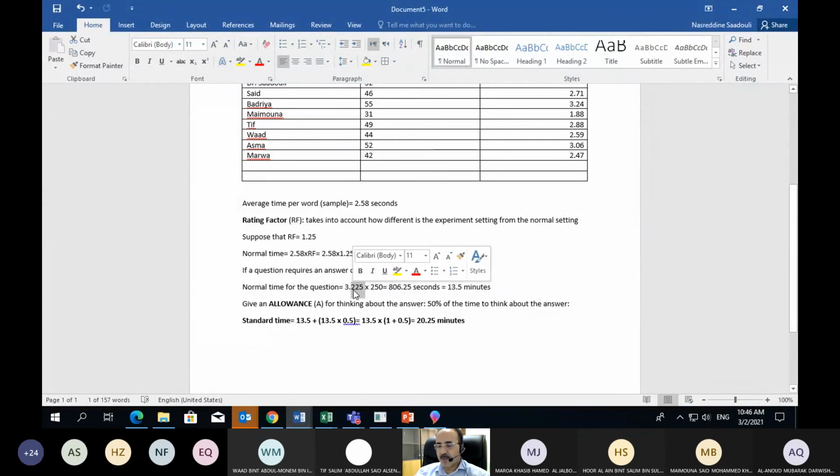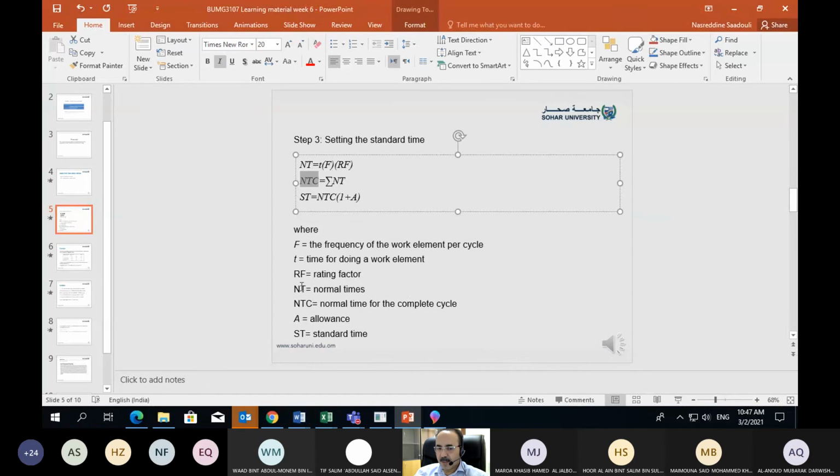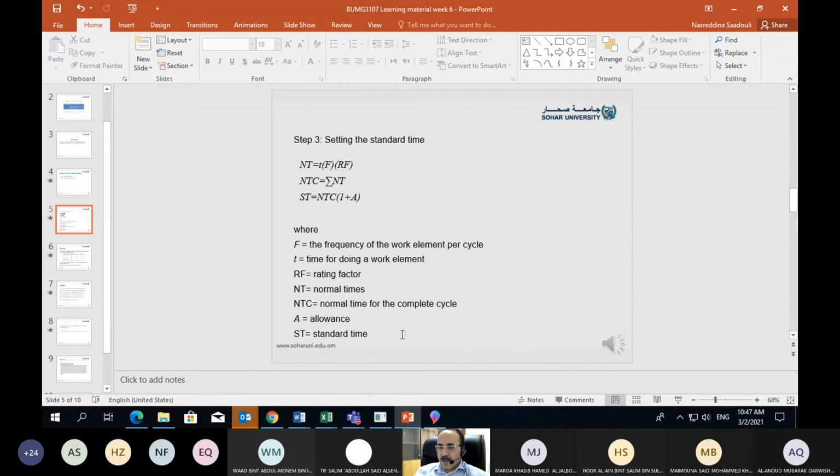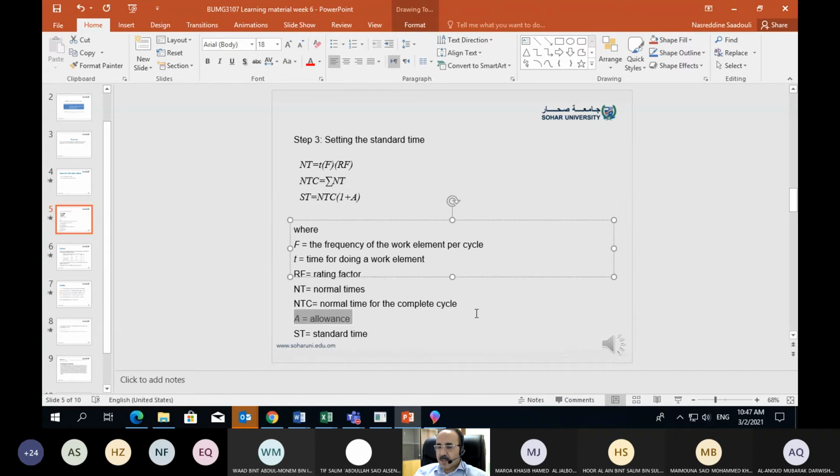The sum of the times for all the cycles. In our case, I have 250 words. Each word is 3.225. So it's the sum of the 3.225 250 times, or 3.225 times 250. That's the normal time for the complete cycle. The allowance is the additional time that we have. For instance, in our case, that's the time you have for thinking about the answer, because you're not going to just type, you need to think about the answer.